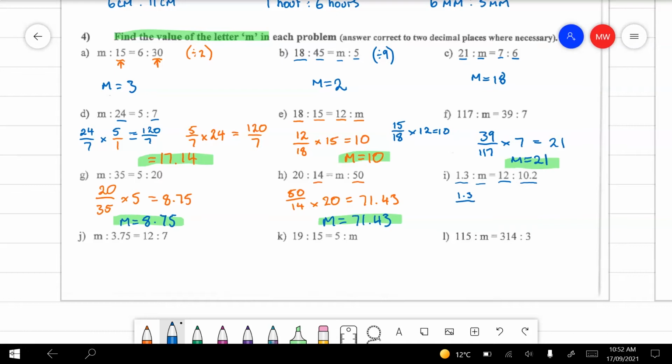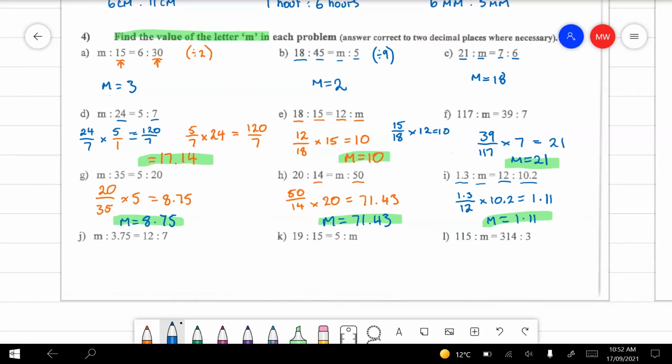So I'm doing 1.3 over its corresponding ratio, 12, and then I'm multiplying it by 10.2 so that I can find M, which is the corresponding one to that one. And so that gives me 1.1, which sounds about right. So I say, great, M is 1.1, or 1.11 if you want it to 2 decimal places, and that's my answer. Skip down a line, there's lots of these, so I'll speed back up again.